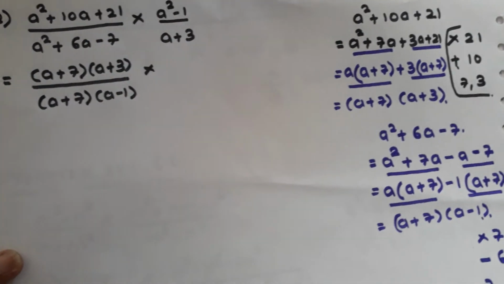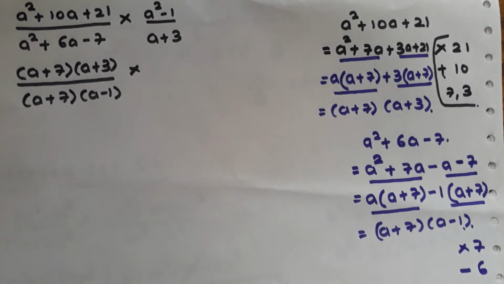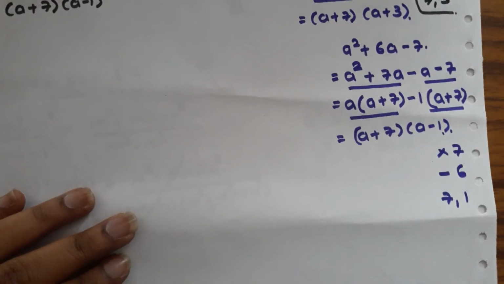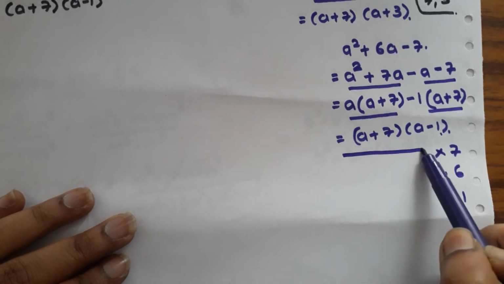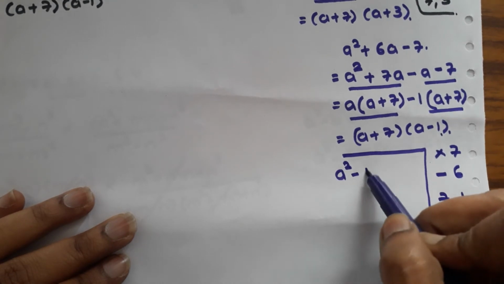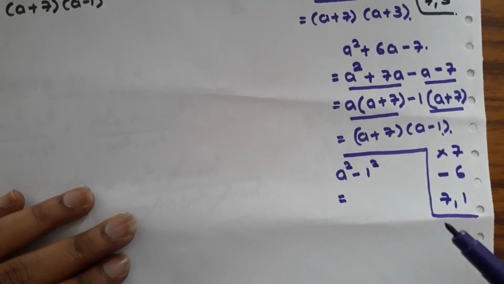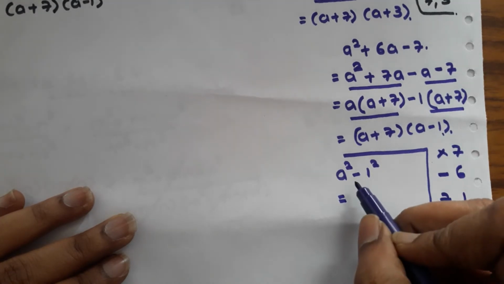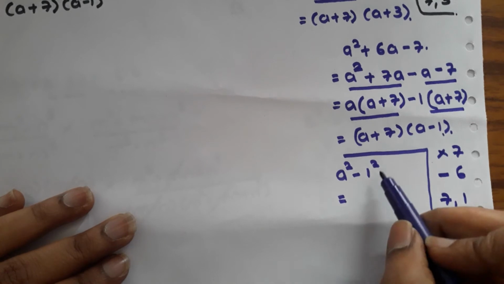Now the second rational algebraic expression, a square minus 1. We can write it as a square minus 1 square, and we can use the expansion formula a square minus b square is equal to a plus b into a minus b. So in this case a is a and b is 1.